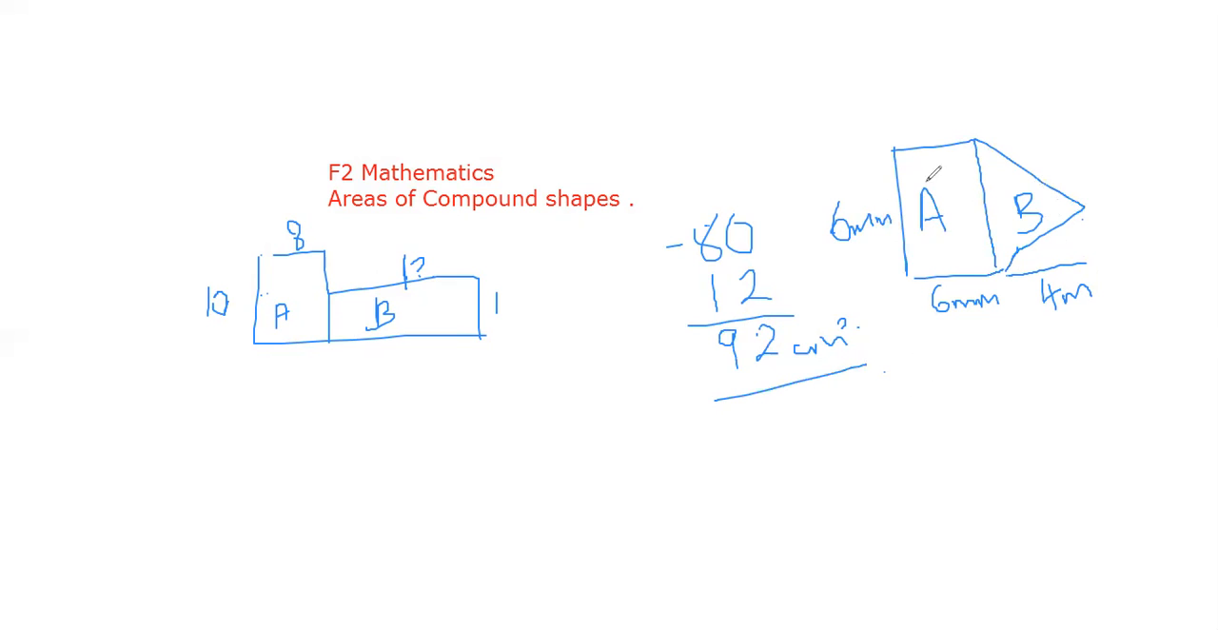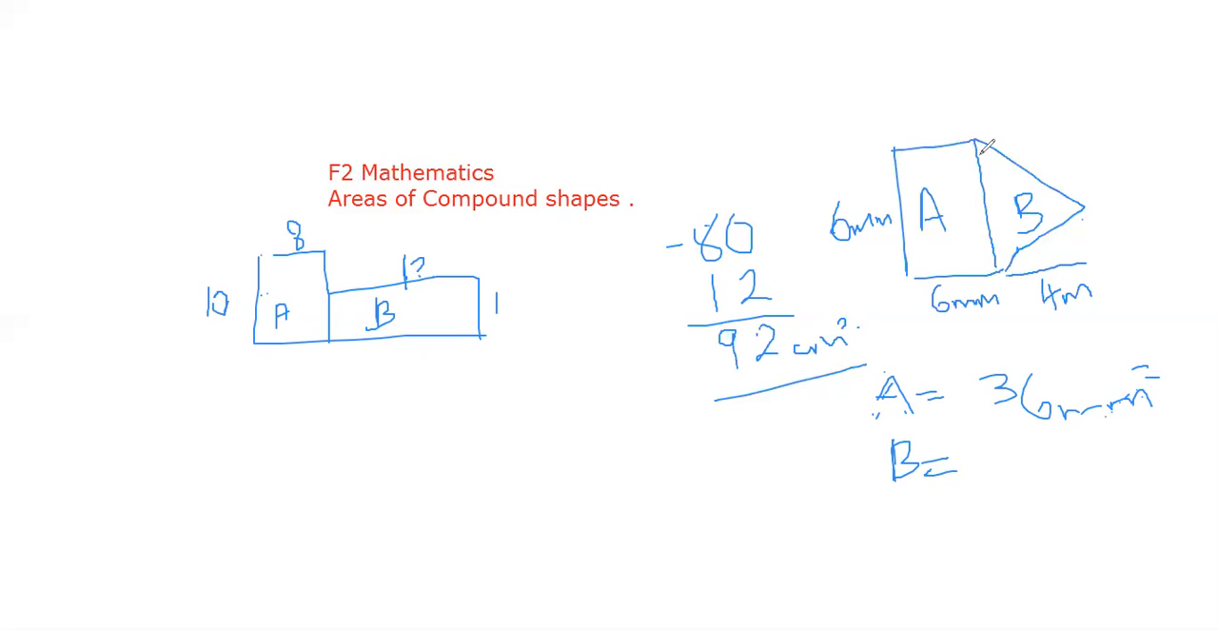So to find the area of this whole shape, we find the area of A, it's 6 multiplied by length times width, it's 6 times 6, we get 36. So A is going to give us 36 square millimeters, isn't it? Because it's a square. We say 6 multiplied by 6, we get 36 square millimeters. Then we find shape B. Shape B is also, it's a triangle.